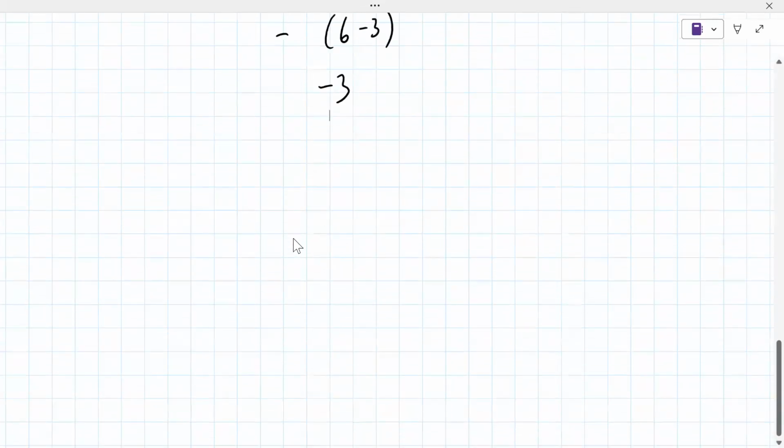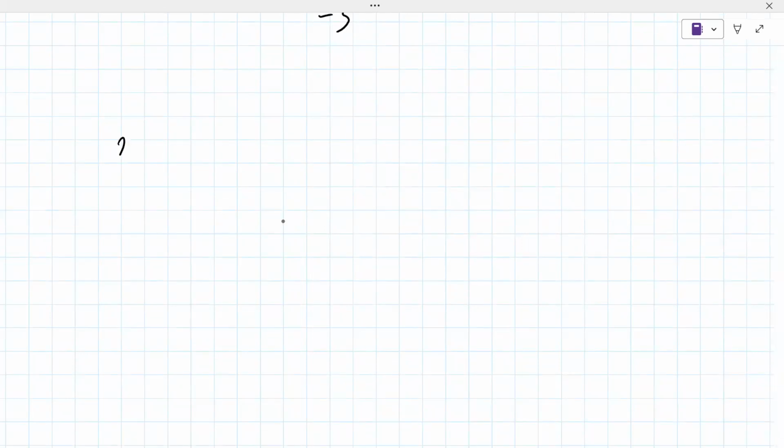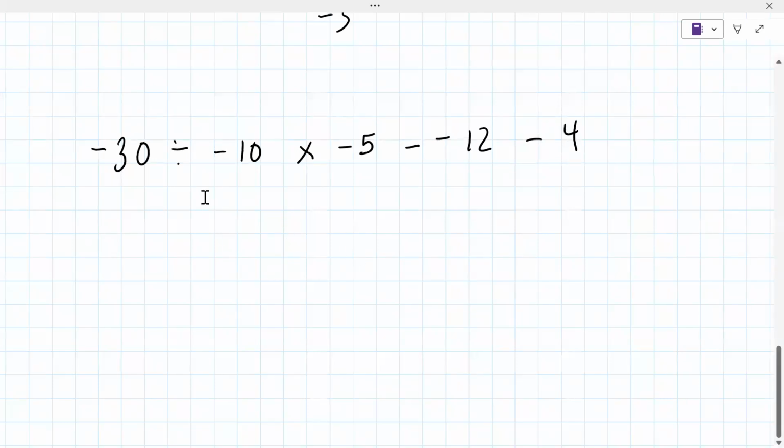Okay. All right, we're going to work through the next few together because I'm noticing a pattern here. So let's try this. -30 divided by -10 times -5 minus a -12 minus 4. Okay, we're going to start from left to right here. We're going to start with the one on the left. This is -30 divided by -10.